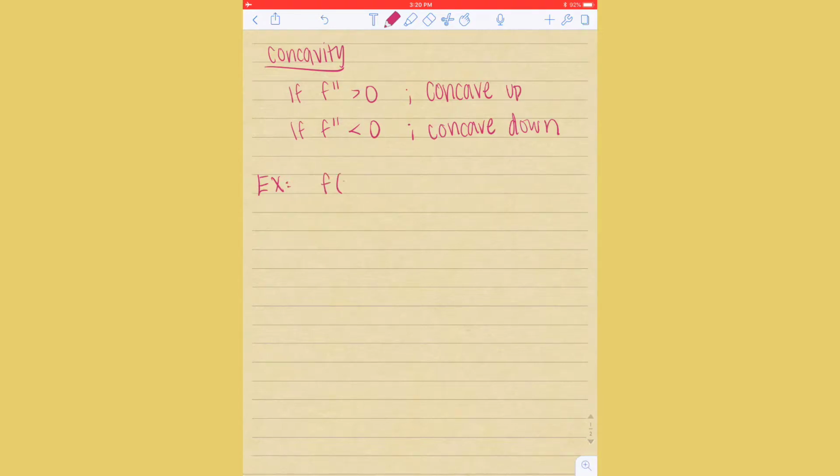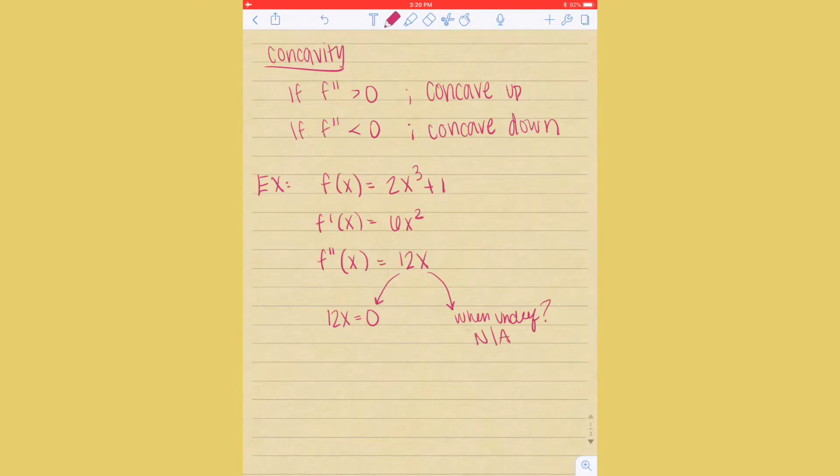So let's say I have the function 2x cubed plus 1. I'm going to start out by finding my first derivative, which is 6x squared in this case. And then I'm going to find my second derivative, which is 12x. Okay? And just as we did before, we want to evaluate that second derivative when it equals 0. So when does this function equal 0 versus when is it undefined? Because it's linear, it's never undefined. And when I solve for x, I actually get 0.